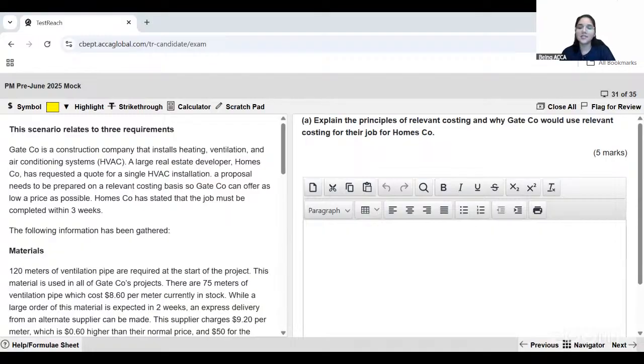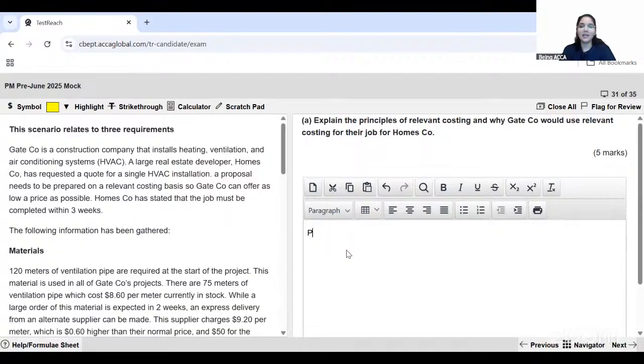So let's first solve the first part where we have to explain the principles of relevant costing. So as per the principles of relevant costing, there are essentially 4 items which are considered to be relevant. If there are any of these 4 characteristics which are applicable, then we are going to consider the costs to be relevant. So there are 4 costs that way. The first kind of cost is a future cost.